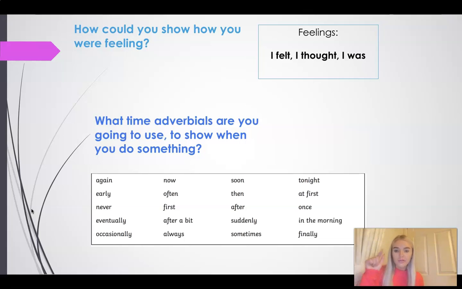So I might use "first" as my first time adverbial. I might say "then after a while" would be my second time adverbial. Then I might put "suddenly", and then I might say "eventually". So can you see it comes in an order? It makes sure that you are writing in a sequence, and that is what we want to make sure we're doing in our diary entry, that we are writing in a chronological order.